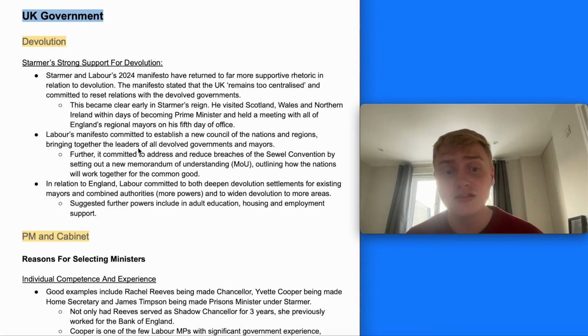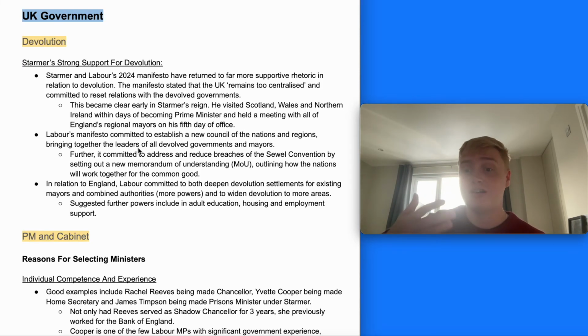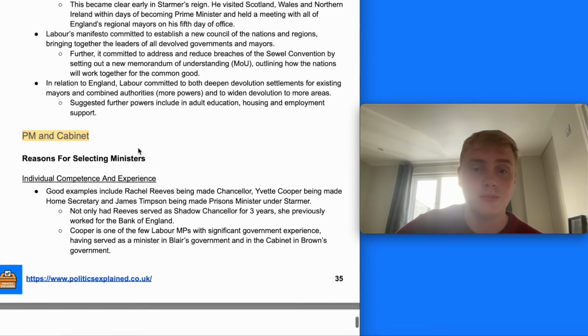In relation to England, Labour committed to both deepen devolution settlements for existing mayors and combined authorities, so more powers, and to widen devolution to more areas. And what you saw in their first King's Speech was that they've introduced a bill on English devolution.